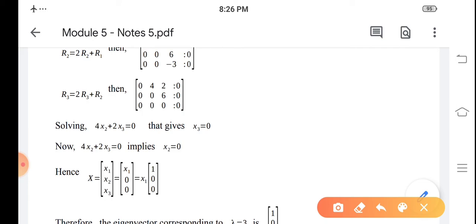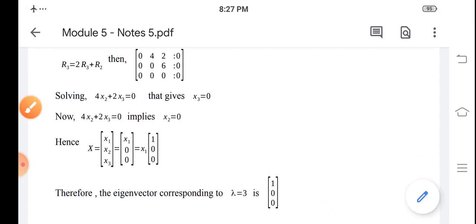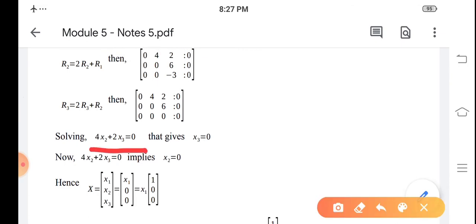Suppose we take the column vector x as x1, x2, x3. Then here x2 and x3 are pivot variables. Solving this, we can write the equation as 4 times x2 plus 2 times x3 equal to 0, and 0x1 plus 0x2 plus 6x3 equal to 0, that is x3 equal to 0. Substituting x3 equal to 0 in 4 times x2 plus 2 times x3 equal to 0, that is 4x2 equal to 0. That gives x2 equal to 0.